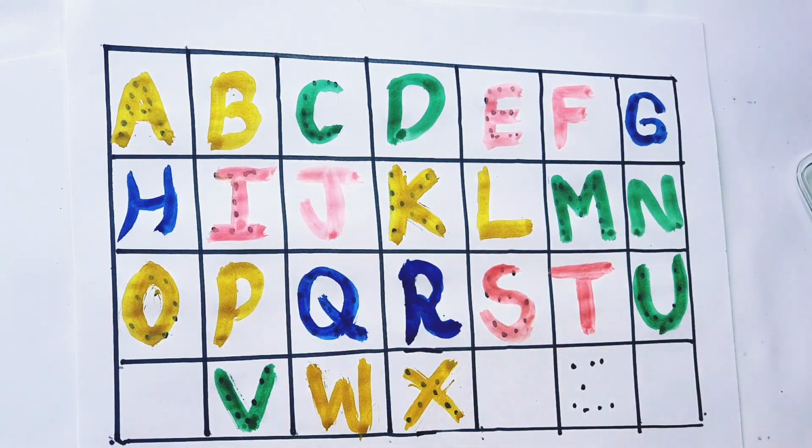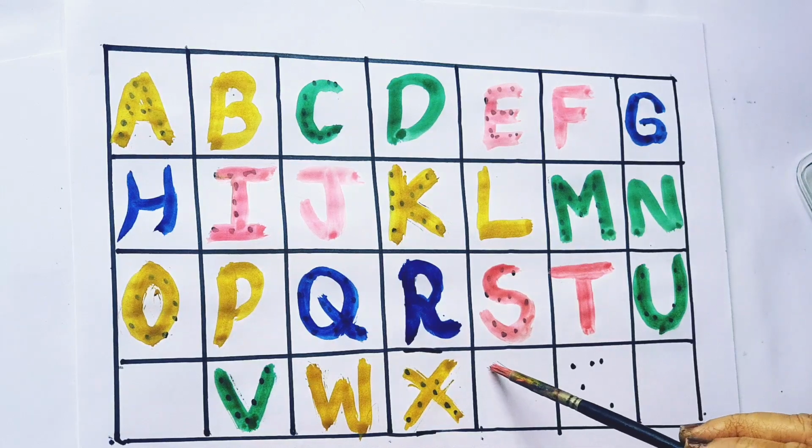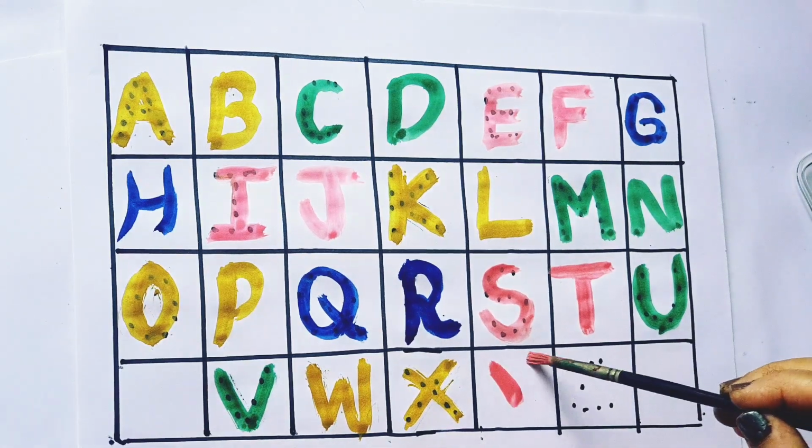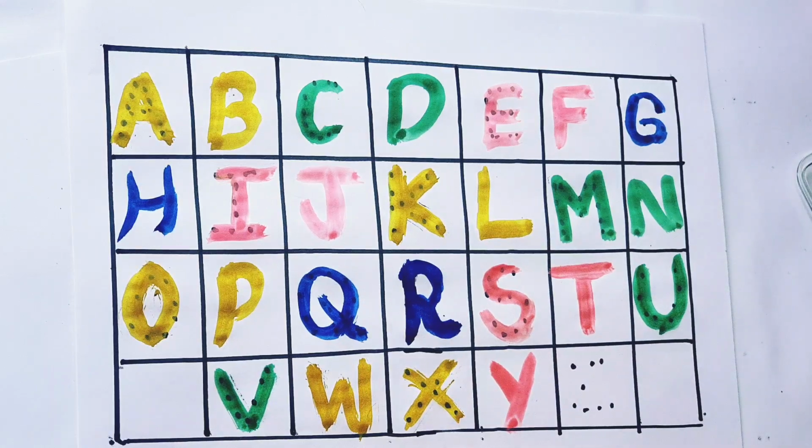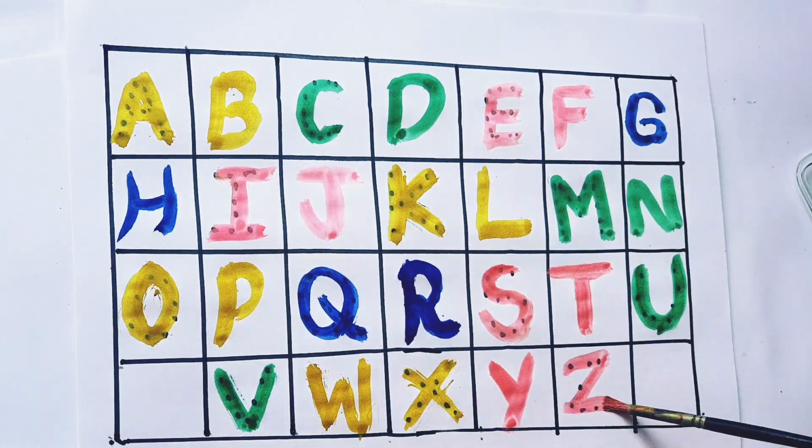X for xylophone. X for Christmas tree. Y for yak. Y for yellow color. Z for zebra. Z for zoo.